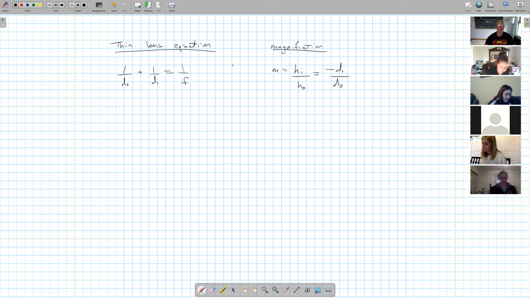Okay. So notice that the thin lens equation and the magnification are exactly the same as the mirror equation and the lateral magnification. All of these are actually the same, so we can do both mirrors and lenses using exactly the same equations. This goes again with sign conventions. So let's write down sign conventions.